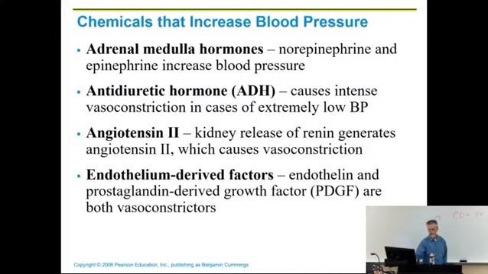These are other chemicals that can affect blood pressure and in fact increase blood pressure. So norepinephrine and epinephrine, right? That's your adrenaline. That can affect blood pressure. So that can cause blood vessels to constrict and heart rate to go up. Antidiuretic hormone. We'll talk about this one when we get to the urinary system.